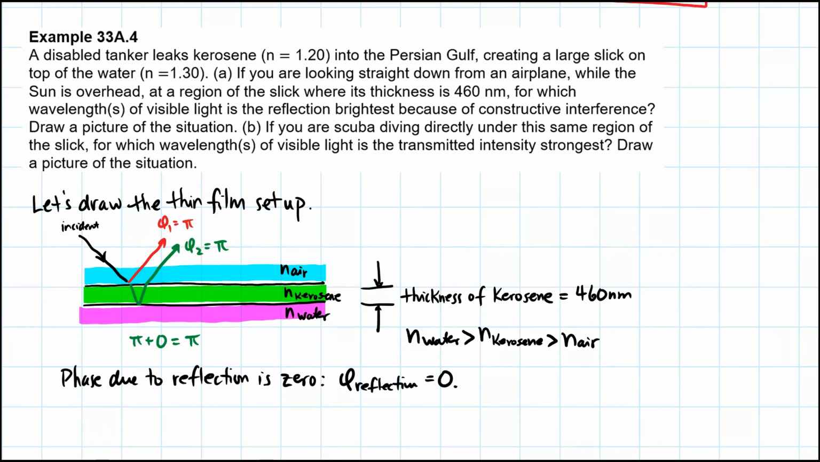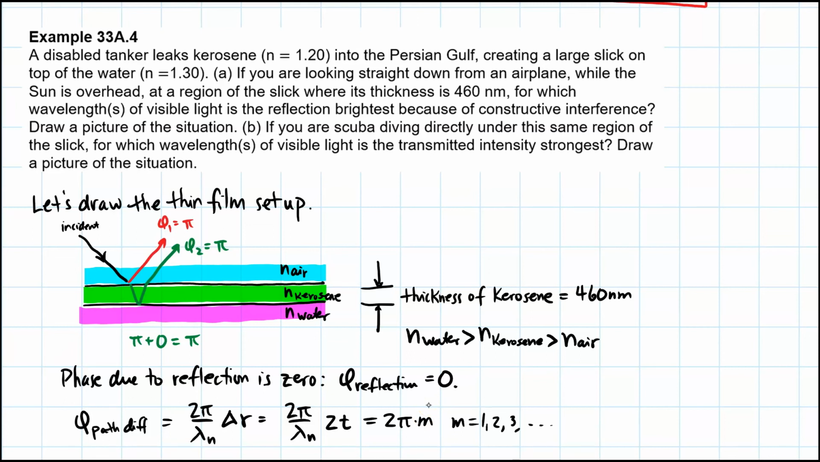So now that I got my phase of the reflection, I now got to go look for the path difference. So the phase difference due to path difference is then going to be 2 pi divided by lambda sub n times 2t. Since the reflection part of the phase is 0, if I want constructive interference, then this path difference phase must be for constructive interference too. It means that the phase has to be 2 pi times m, where m then becomes 1, 2, 3. We cannot have 0 because that would mean that the path difference is 0. In other words, no thin film.